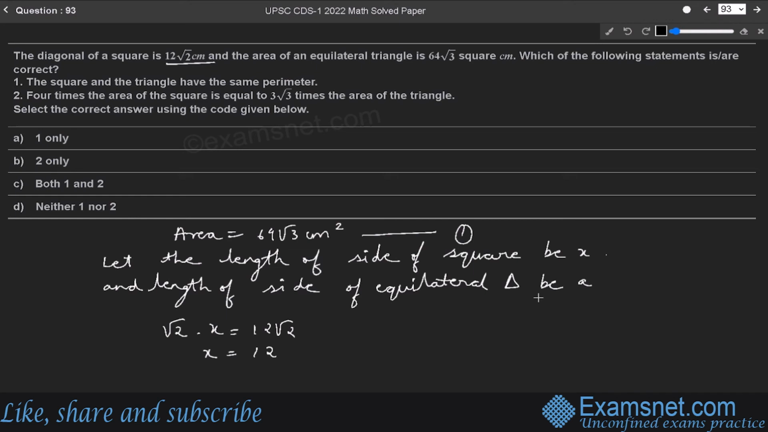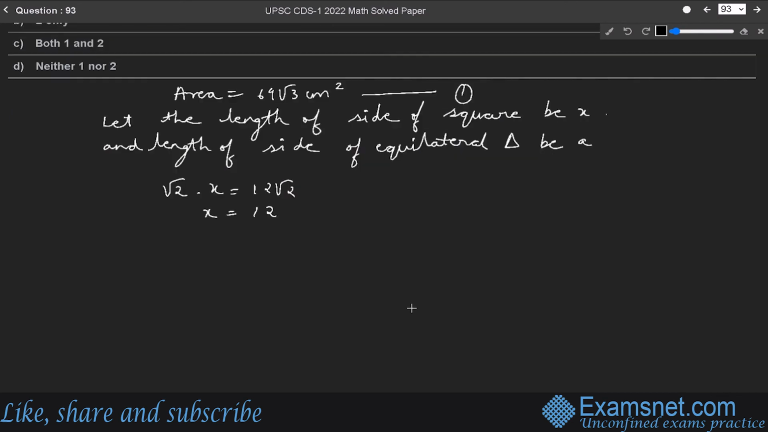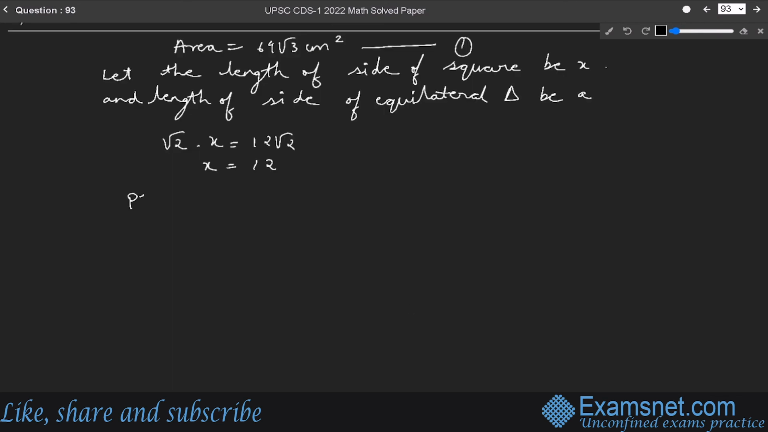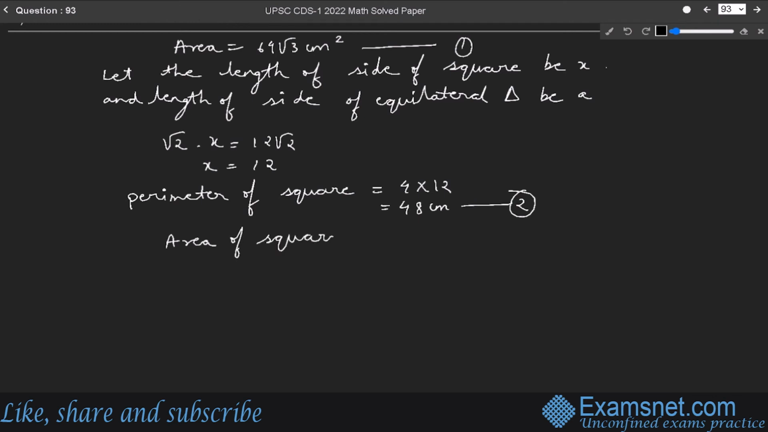Now first let us consider the square. Perimeter of square will be 4 into 12, which will be 48 centimeter. Let this be equation number 2. And area of square will be, can you tell me what is the formula of area of square? Area of square is side square. So it will be 12 square, which is 144 centimeter square. Let this be equation number 3.